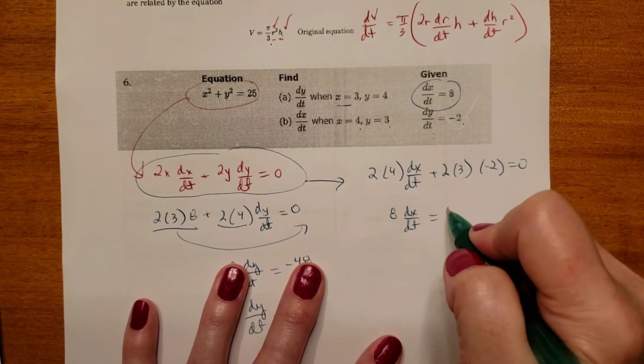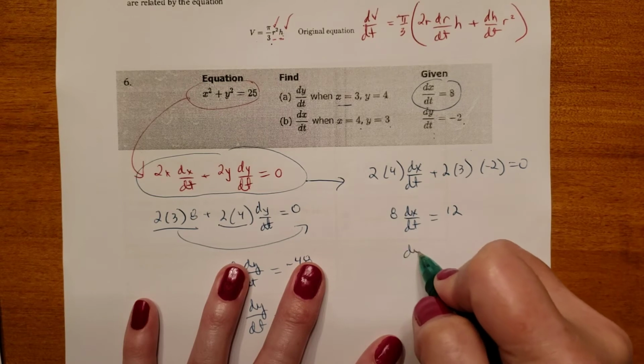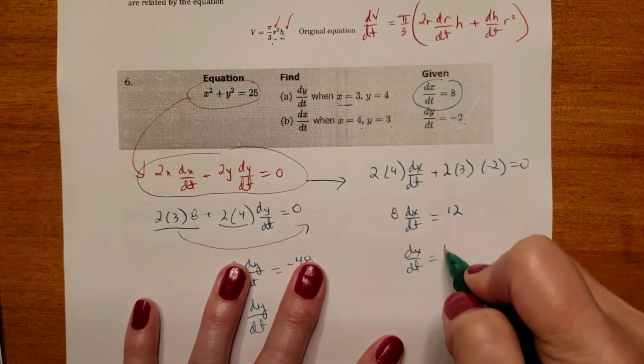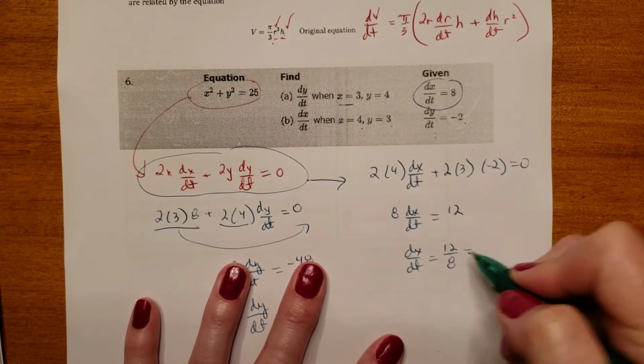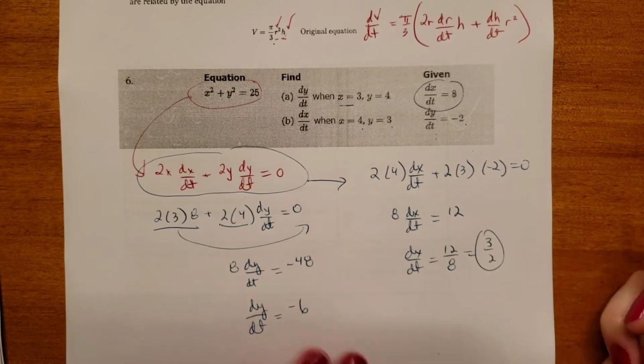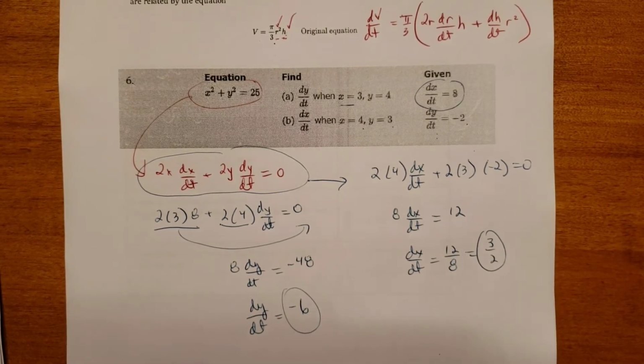Move it to the other side, that's positive 12. And so dx over dt equals 12 over 8. Divide those both by 4, and you get 3 over 2. So dx over dt would equal 3 over 2.